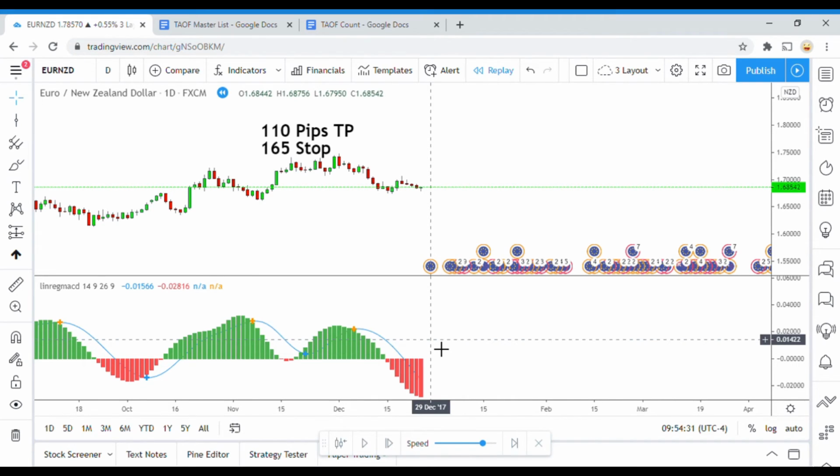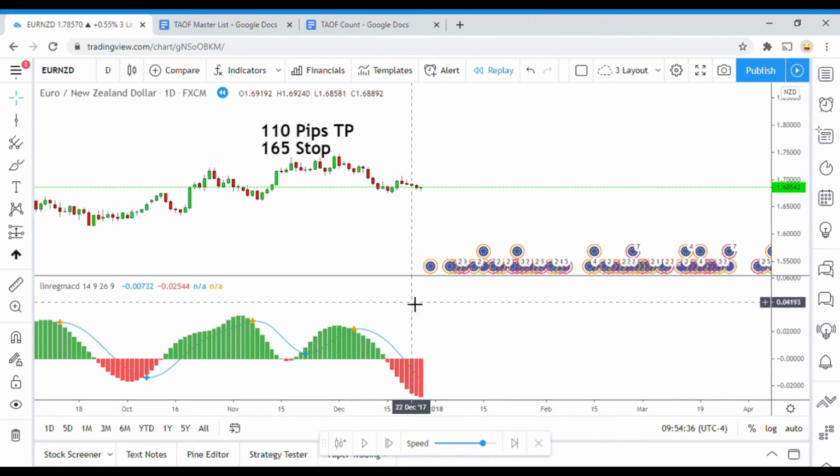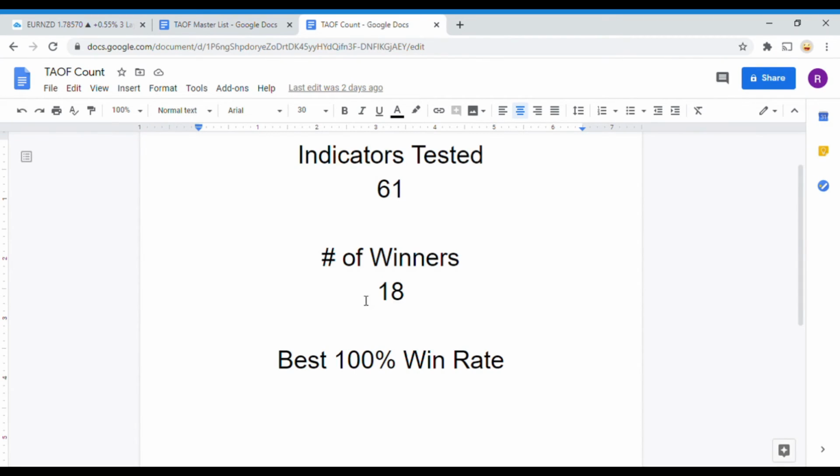Alright, as I said, today we will be testing the linear regression MACD. But before we do, I wanted to put the indicator scoreboard up for everyone to see. To date, we have tested 61 indicators, and out of those 61, 18 of them have been winners, which means that they have met or exceeded the 60% win-loss ratio threshold that we have set. The best one so far was able to achieve a 100% win rate.